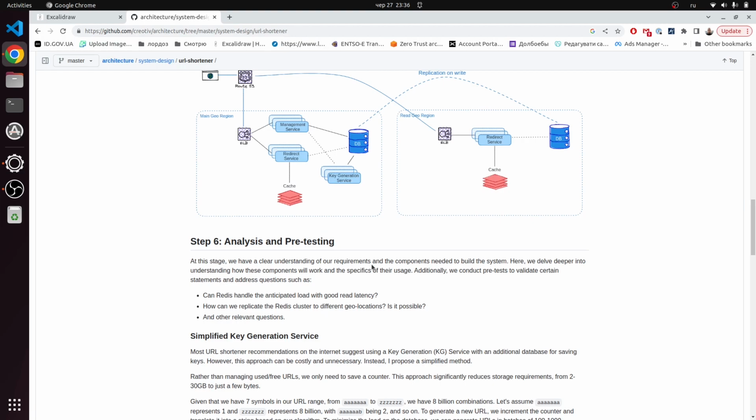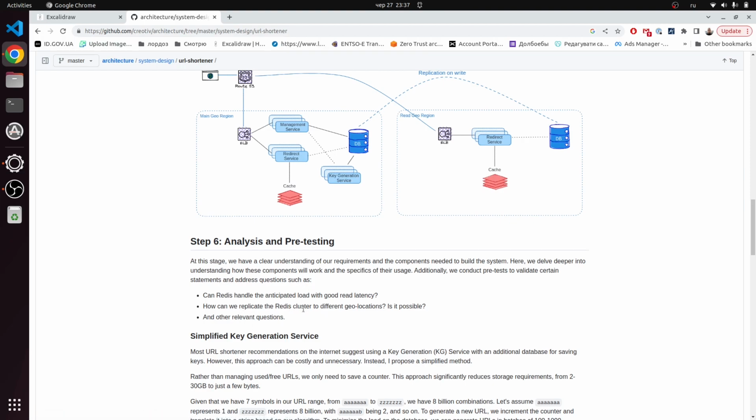So before doing something, we need to ask ourselves questions: how will things work, how will they behave, what the protocol may be, and other things that come to mind. For example, can Redis handle the anticipated load with good read latency? I don't know. What I can do is test this and then answer. If the answer is no, then I need to come up with some solution to mitigate this problem.